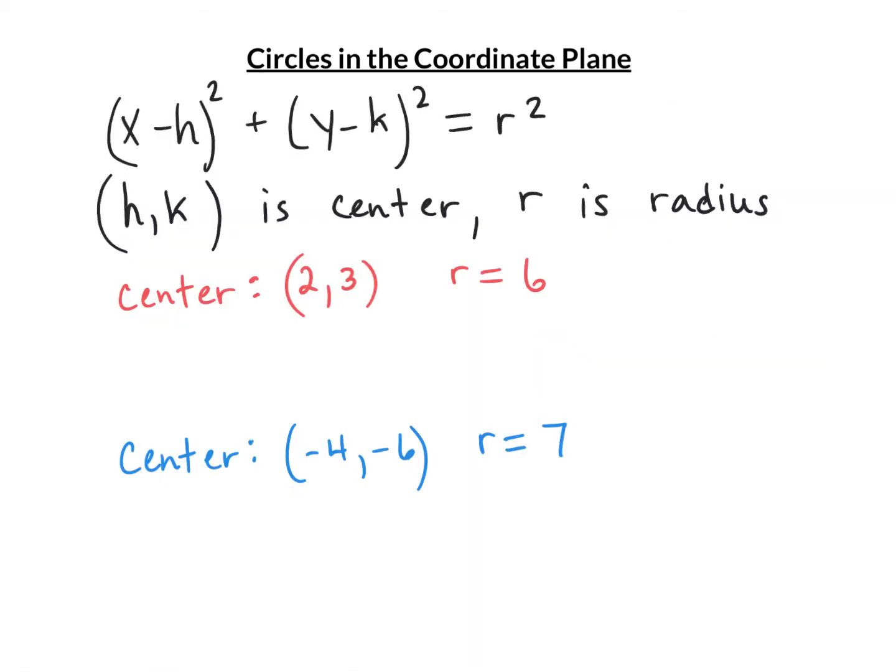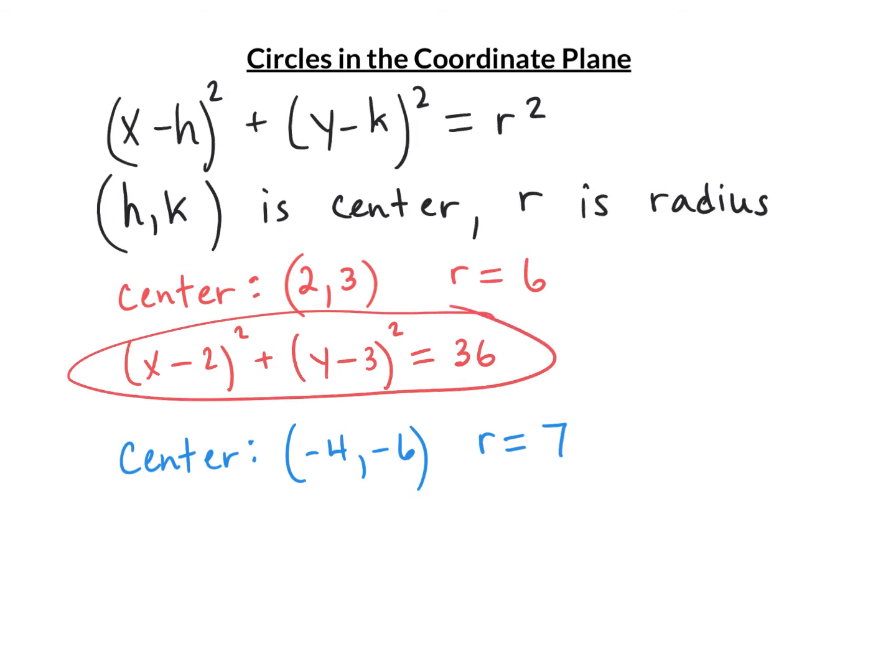If I give you a point like 2, 3 for the center and a radius of 6, the equation then is x minus h, which is the x of the center, x minus 2 squared, plus y minus k, it's the y of the center, 3 squared, equals r squared, that's 6 squared, which is 36. This is the equation of a circle that has center 2, 3, and radius 6.